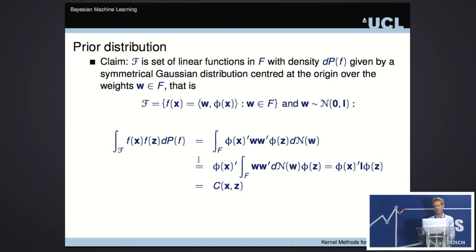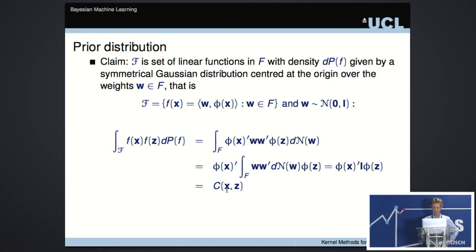So if we look at the covariance now using this distribution defined by this weight vector distribution, this Gaussian distribution on this class, and just plug through the evaluation, we can write f of x is just phi of x primed times w, and f of z is w primed times phi of z. This phi of x primed can be taken out because it's just a linear factor. Phi of z can be taken out. So now we just have the integral of w w primed through this distribution, and that's just the covariance matrix of that, which is the identity, and we end up with phi of x primed phi of z, which is indeed the covariance function. So we've actually got from the definition of our Gaussian process to a representation of it, which is analogous to the representation that we had in the definition of the feature space of a kernel function.